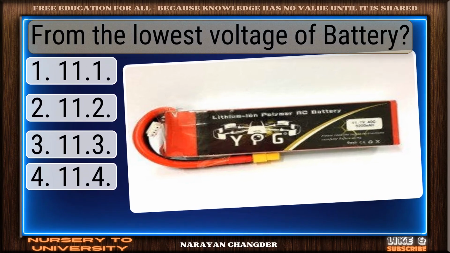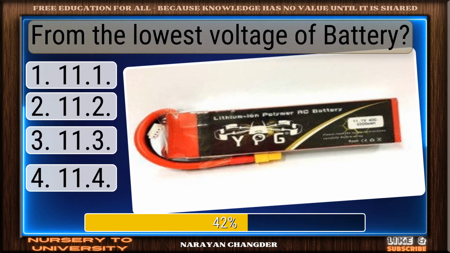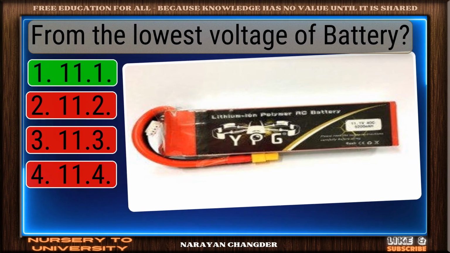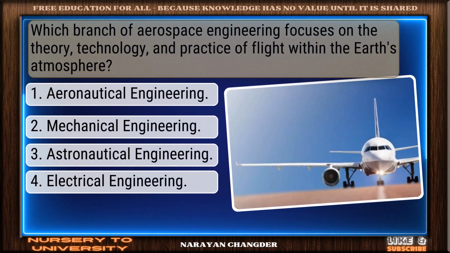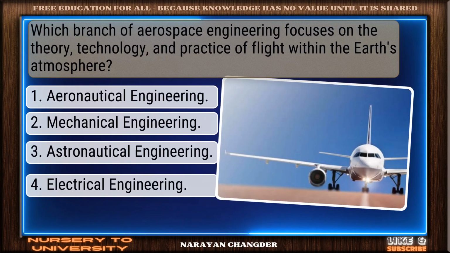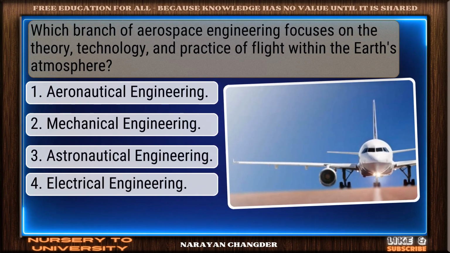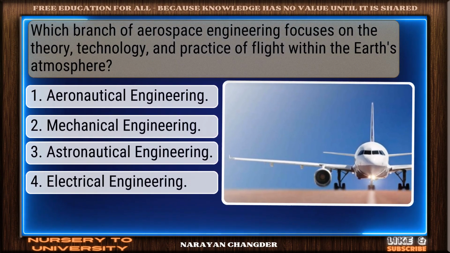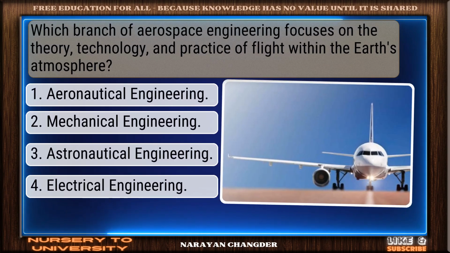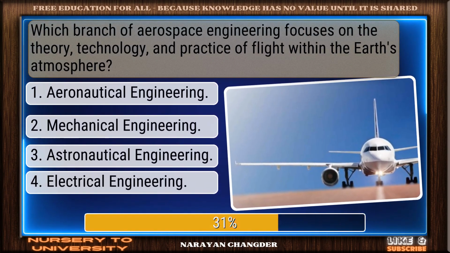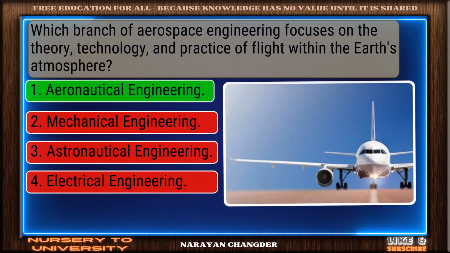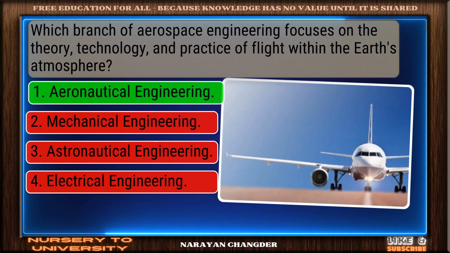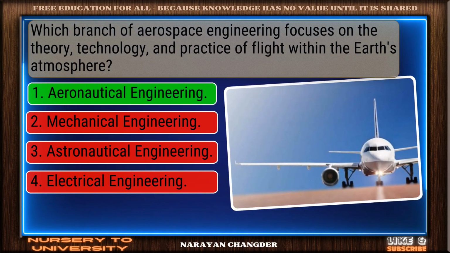from the lowest voltage of battery. You chose 11.1, and it is correct. Which branch of aerospace engineering focuses on the theory, technology, and practice of flight within the Earth's atmosphere? Nice work. You chose Aeronautical Engineering, and it is correct.